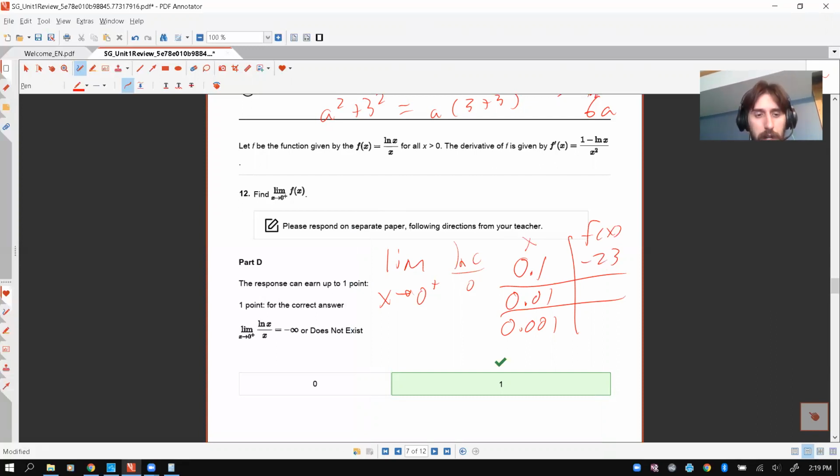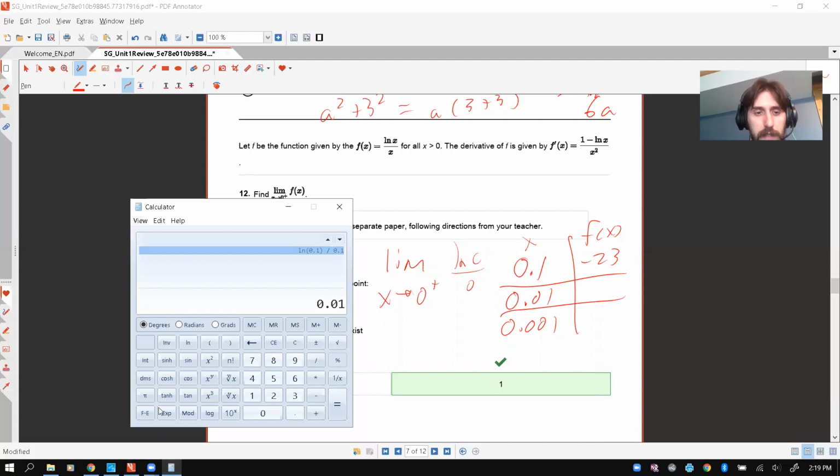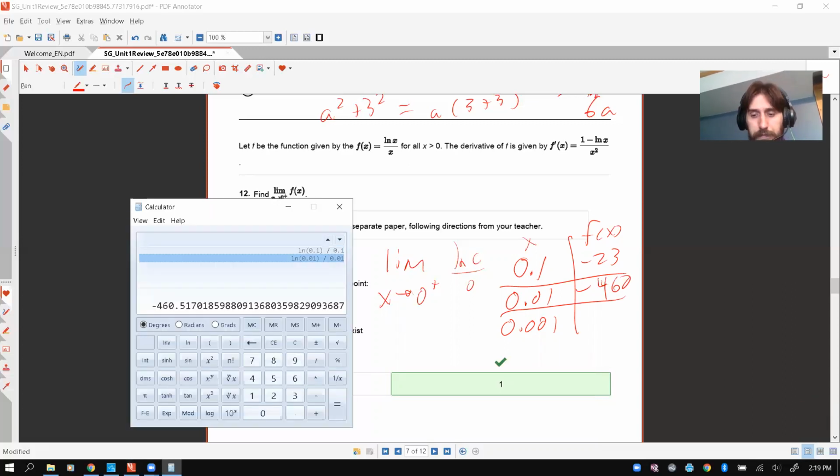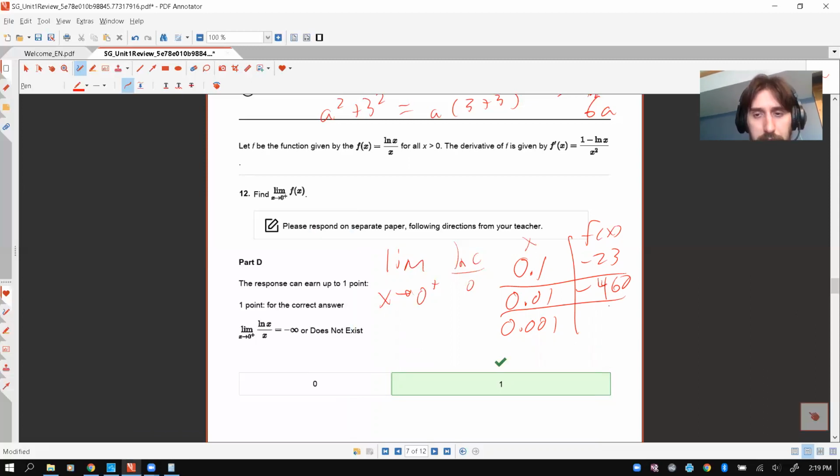If you do 0.01, so 0.01's natural log divided by 0.01, you'll get negative 460. And if you did 0.001, divided by 0.001, you'll get negative 6900, and then 6907, and you'll notice that it's just getting lower and lower. So we're going to say that it approaches negative infinity, so all you needed to write in order to get your answer here, or your 1 point, is that.